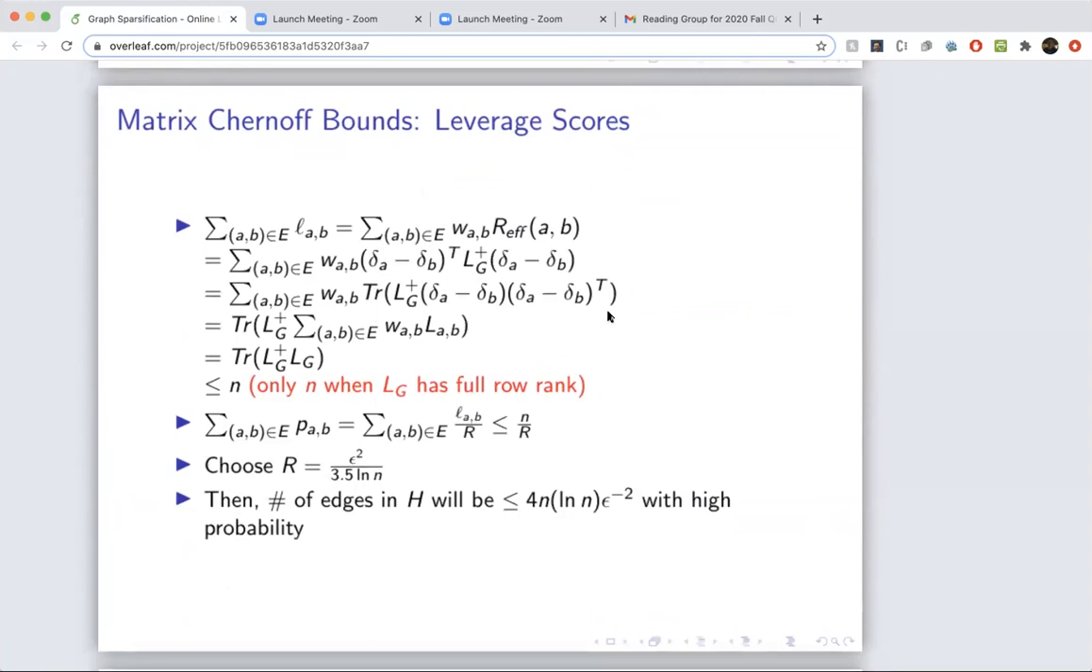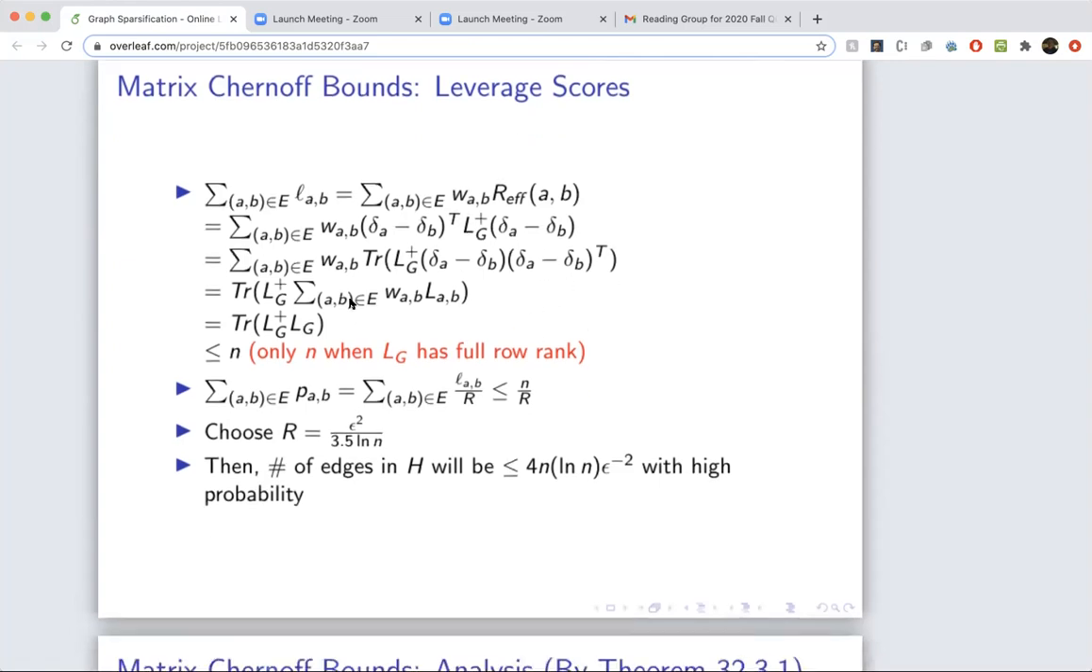And then here, along the same lines of what Professor Cho was talking about earlier, we can essentially take the trace and shuffle the contents inside. Then we can move the trace outside, and we can move the LG dagger outside as well and move the summation in. What we're left with, if you recall, is that this outer product is just equal to the elementary Laplacian between A and B. So we come up with this form: the trace of LG dagger times the summation over all the edges of WAB, the weight, and the elementary Laplacians between those two vertices.